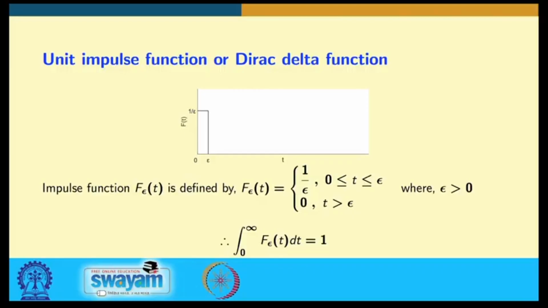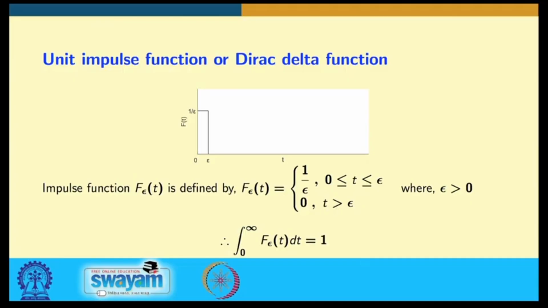There is another important function which appears frequently in various engineering problems, which we call the impulse function or Dirac delta function. You see the figure here. The function is defined like this: f epsilon(t) equals 1 by epsilon whenever t lies between 0 and epsilon, and the value is 0 beyond that. It is creating a rectangle something like this, such that the integral from 0 to infinity of f epsilon(t) dt equals 1.